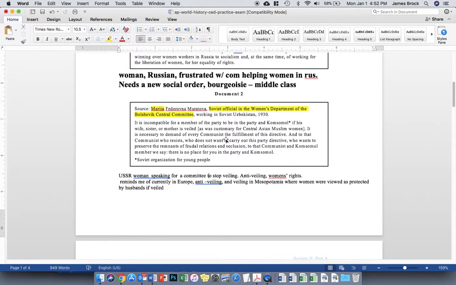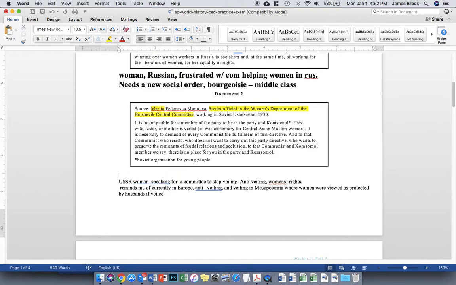And here it looks like they're trying to push forward. So we would say pushing for women's equality, and I'll put veiling there. That's what I'm seeing.